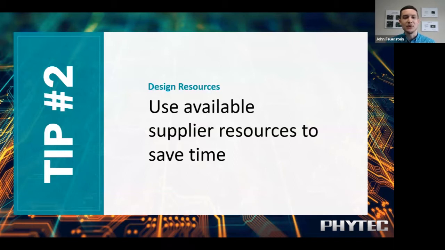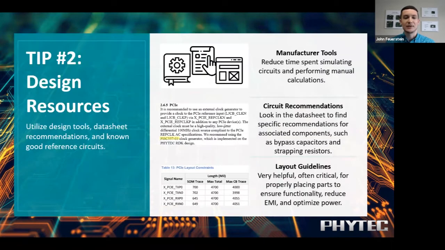All right, moving on to tip number 2. Use available supplier resources to save time. You'll probably see a theme here, trying to save time, trying to save money. There are lots of resources out there that can help you accomplish this. Manufacturers often provide different tools. These include power design tools, timing spreadsheets, perhaps for memory, RF tuning calculators, among many others.